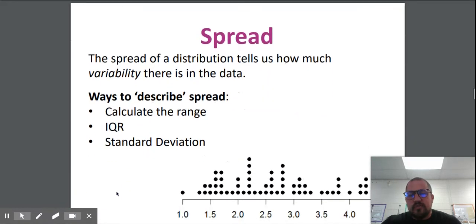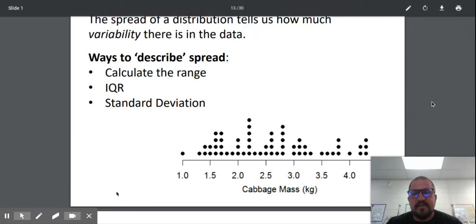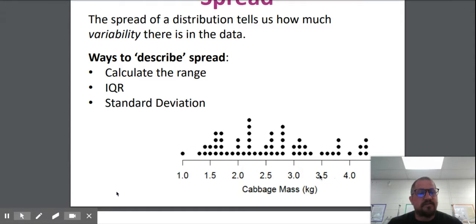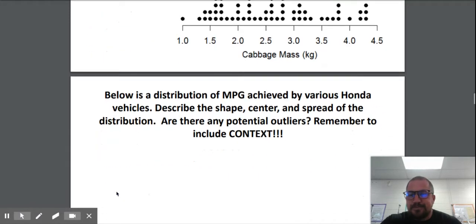And then spread. We have 3 ways to calculate the spread. The spread tells us how much variability there is. So that just tells us how spread out our data is. The range, which would be the maximum minus the minimum. The IQR, which is the 3rd quartile minus the 1st quartile, that can be found in your calculator. And the standard deviation can also be found in your calculator. So all those things can be found by using the calculator function that we'll go over at a later time.